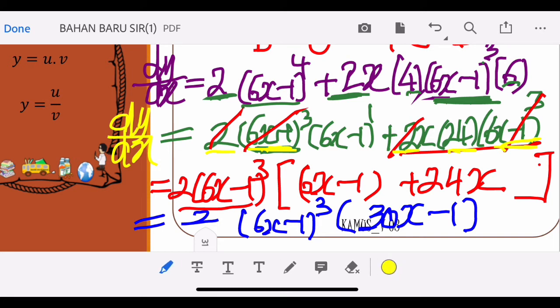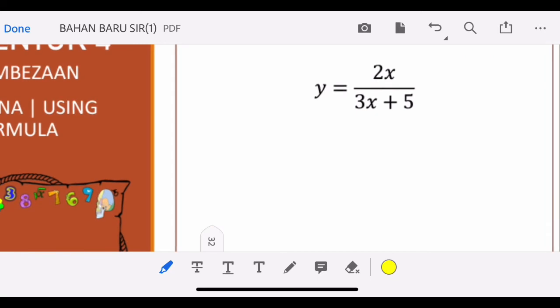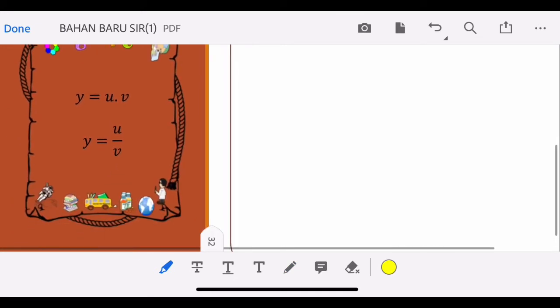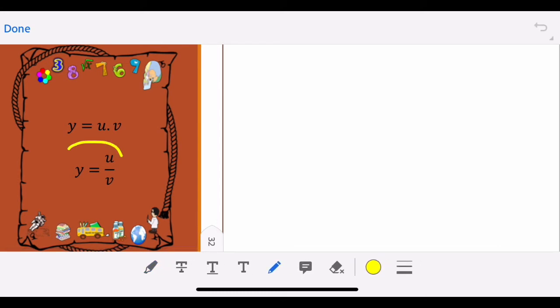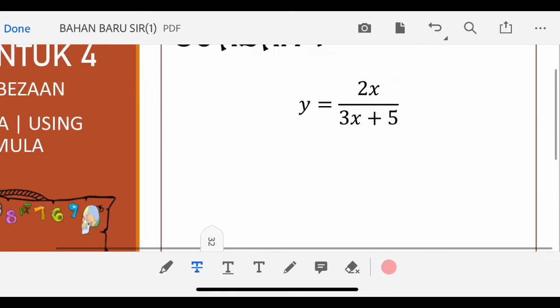Alright, so this is the answer for the product rule. Now I'm going to show you another one. For this one, it is actually the quotient rule. For the quotient rule, we have u over v, right? It means two functions divided by each other. So our formula is dy dx is equal to v du dx minus u dv dx over v square, right? Here there is a minus, and when there is a minus, the order is very important. So you have to follow the order.